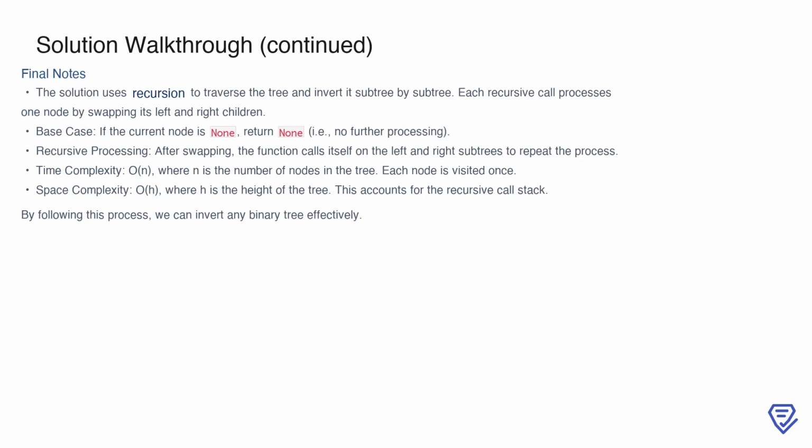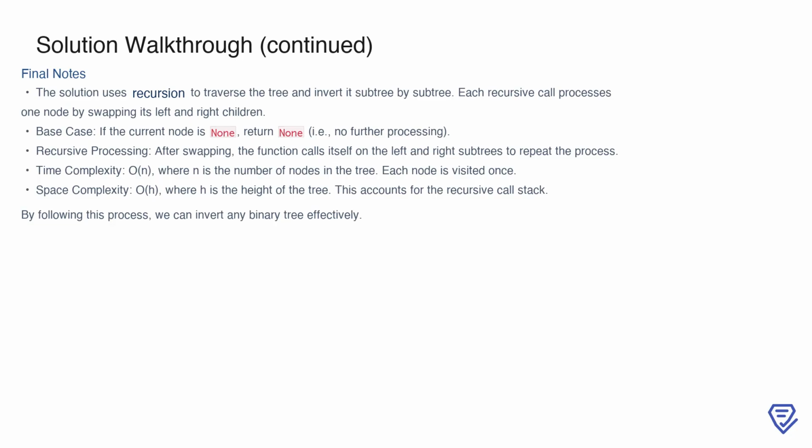To summarize, the solution uses a recursive approach to traverse the binary tree and invert it subtree by subtree. At each node, the left and right children are swapped, and the function is called recursively on these children to repeat the process. The base case for the recursion occurs when the current node is none, in which case the function simply returns none. The time complexity of this solution is O(n), where n is the total number of nodes in the tree, since each node is visited once.